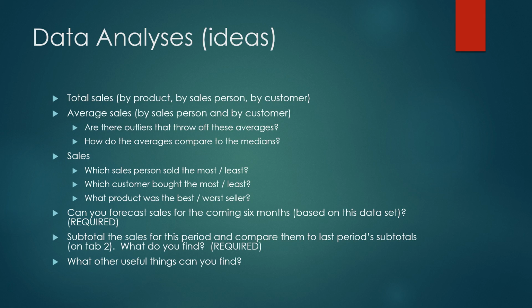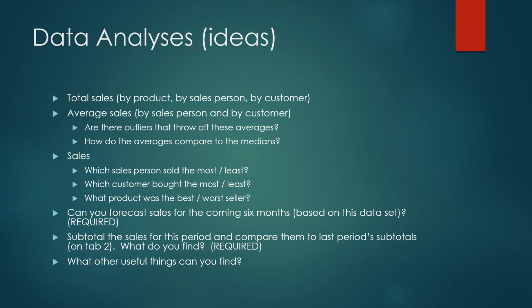You could also do more information about sales. You could say which salesperson sold the most or the least. You could identify which customer bought the most or the least. And then you could also talk about what product was the best or the worst seller. These are trying to identify who are the biggest purchasers and which products are selling the best, so you can actually mount marketing campaigns that are informed by those bits of information.